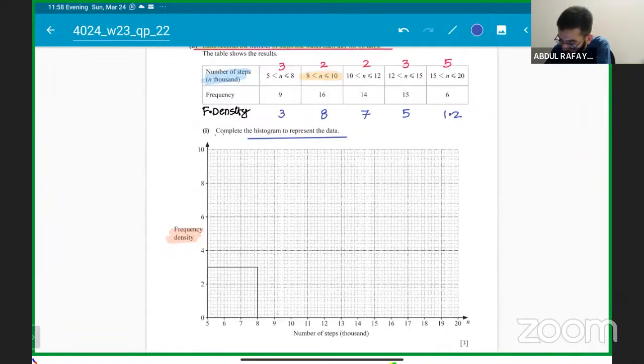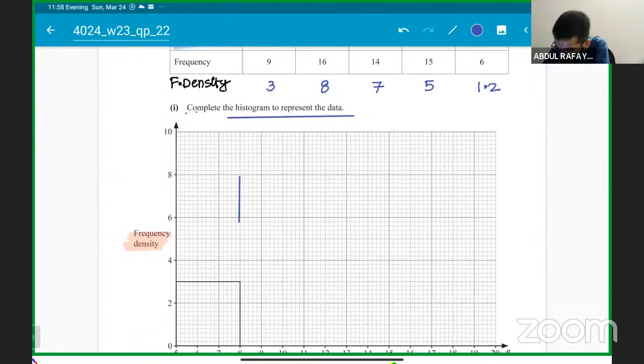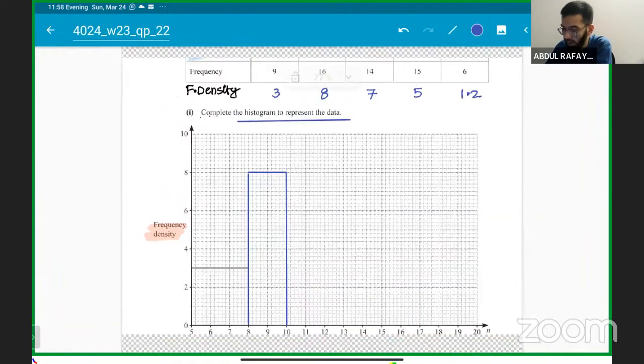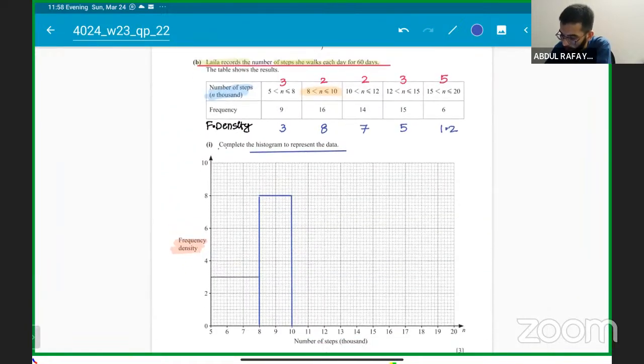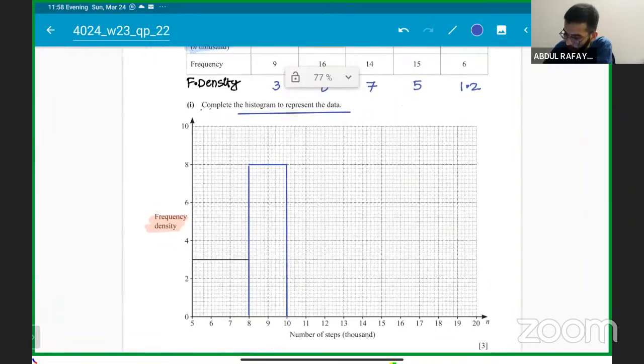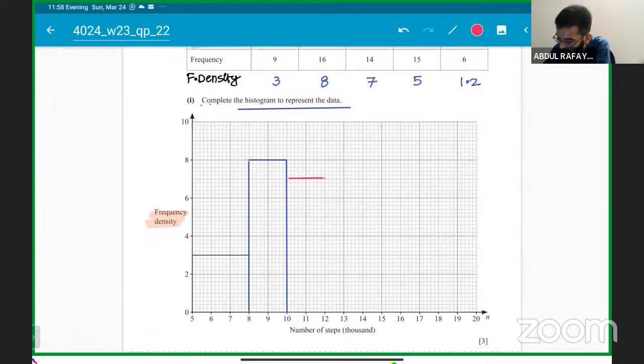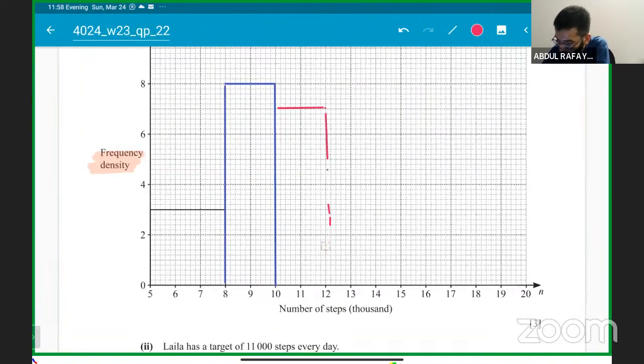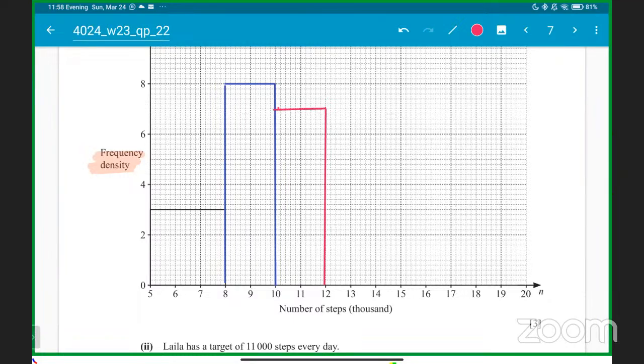So it will be 8. We have to go till 8 for 8 till 10. So that's how you're going to do it. Follow carefully. For 8 till 10, it should be like this, students. Then 10 to 12 will be 7. So let's make 7 somewhat here for the 10 to 12. Everyone getting this, guys? Clear? Make sure you do everything in pencil. Okay. Here we go. That's how you're going to do it.